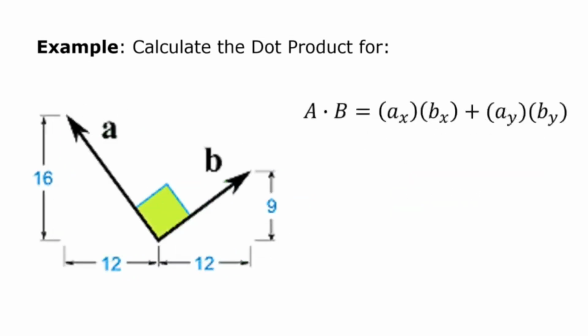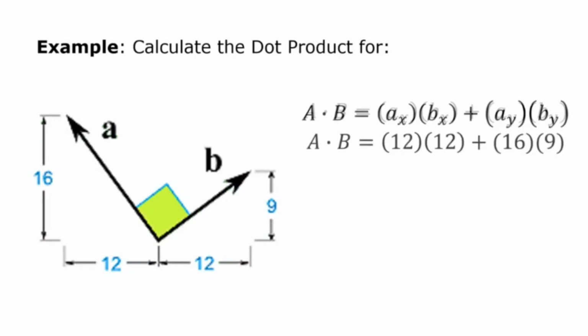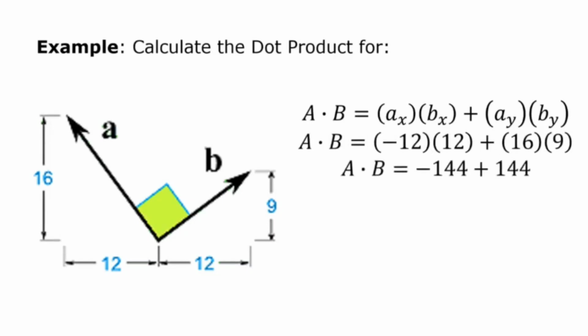Or we can calculate it another way using their x and y components. Substituting the values, -12 for A sub x, 12 for B sub x, 16 for A sub y, and 9 for B sub y. We get -144 plus 144, which is equal to 0. Thus, perpendicular vectors, or vectors whose angle between them is equal to 90 degrees, which is a right angle, will always have a dot product equal to 0.